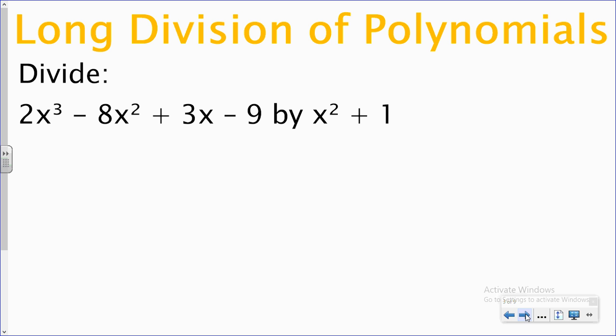Wait, what makes it linear? If it's odd leading coefficient? To the first power, x to the first power. So since this is x squared, it is not linear. So if it is linear, which means if it was like x plus 1, you could do synthetic division. Yes.